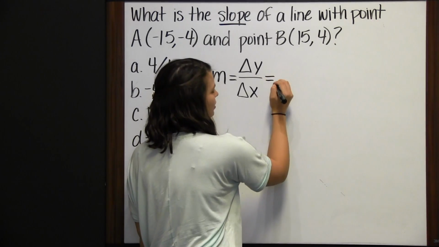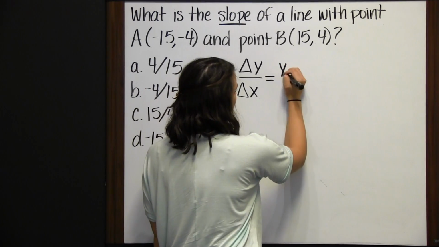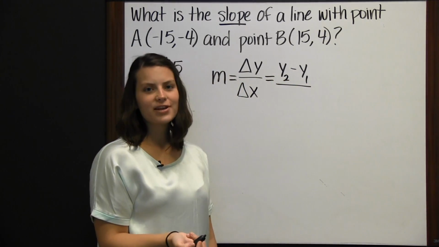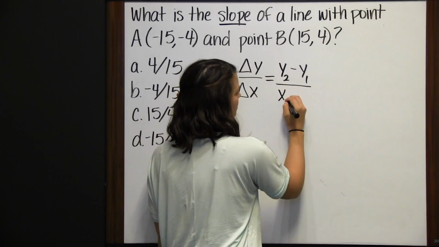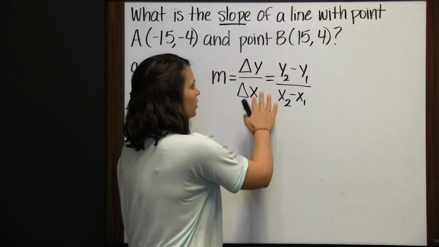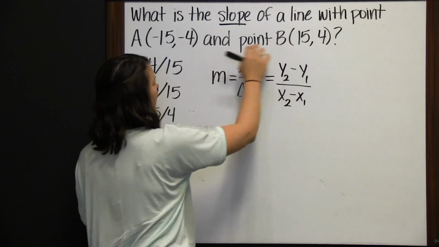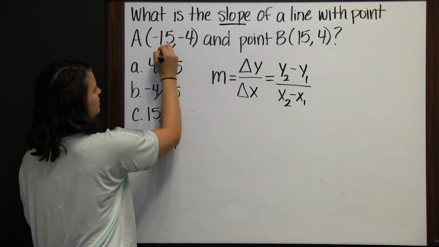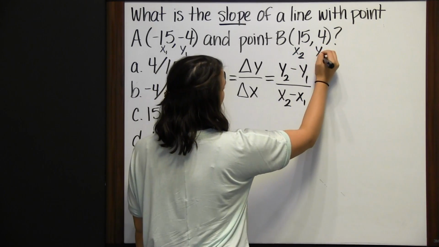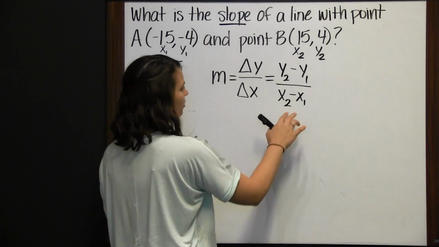To find the change in y, you must subtract the y coordinates. So y2 minus y1. Likewise, to find the change in x, you must subtract the x coordinates in the same order. So x2 minus x1. Now, where are these? Well, we were given 2 ordered pairs. So that means we have an x1 and a y1 and an x2 and a y2. So now we have the coordinates to substitute into our slope formula.